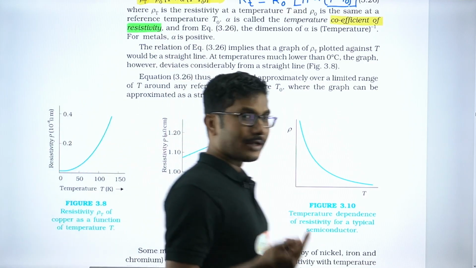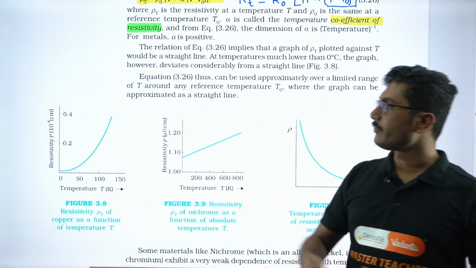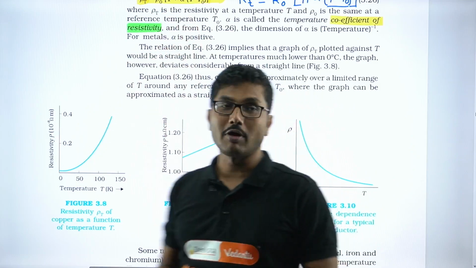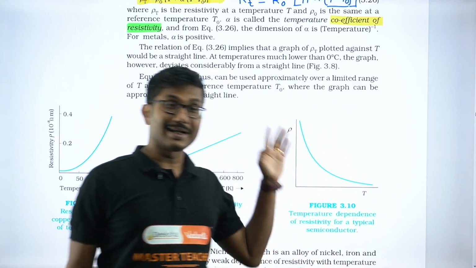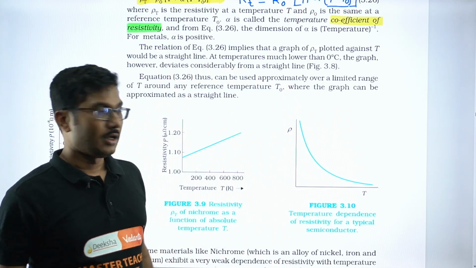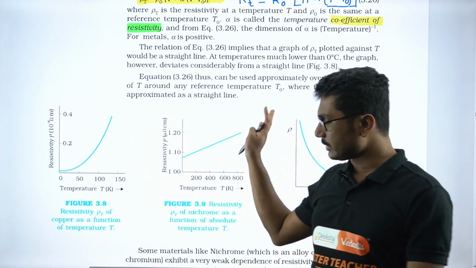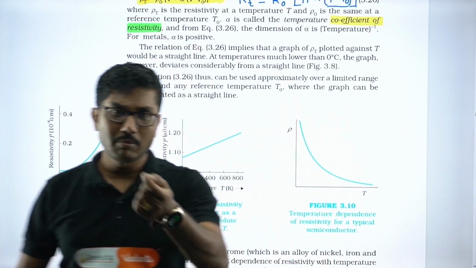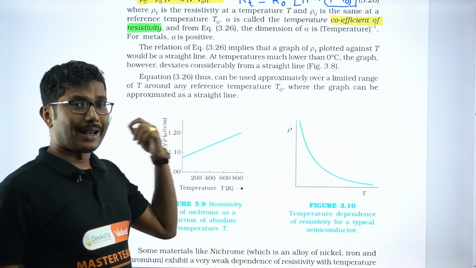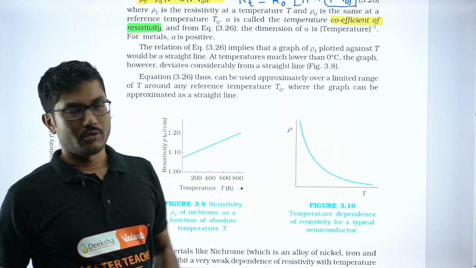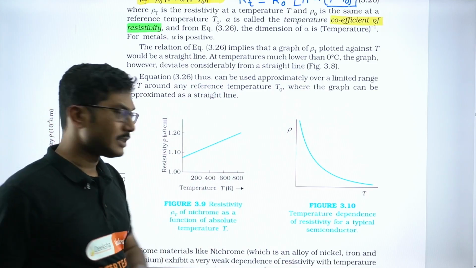Okay, so for nichrome it's almost constant with temperature. For copper it changes drastically with temperature. For semiconductor it decreases with temperature. Okay, only for semiconductor it decreases with temperature. For all other materials it always increases. But for some alloys like nichrome, the increase or change is very small. Okay, so resistivity almost remains constant.